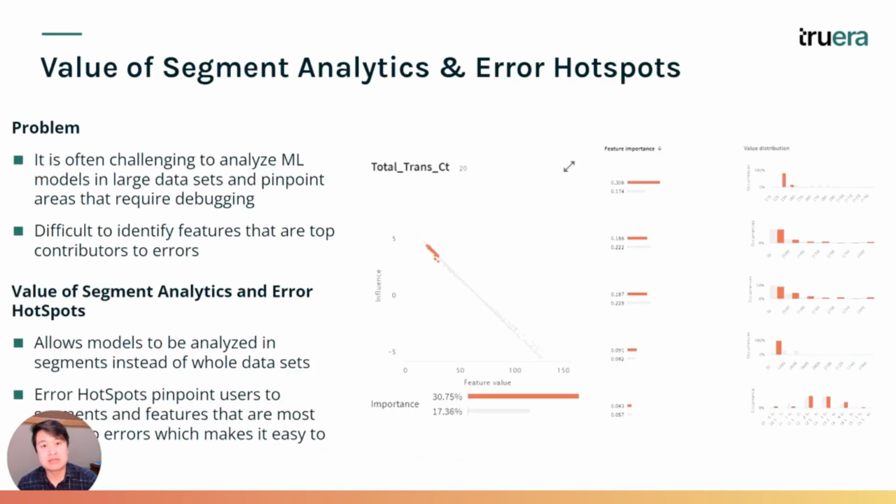ML models are made up of countless data sets, and it is often challenging to debug and analyze these models. Segment analytics and error hotspots allows users to look at models in smaller parts and identify segments that do not meet performance standards. This allows users to debug and iterate models easily. And additionally, it allows users to identify features that are top contributors to error-prone segments. Now I'll hand it over to Josh to give you a brief demo of segment analytics and error hotspots.